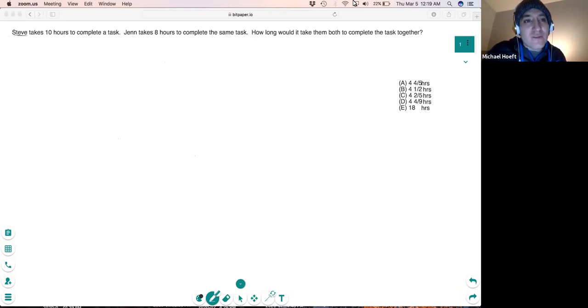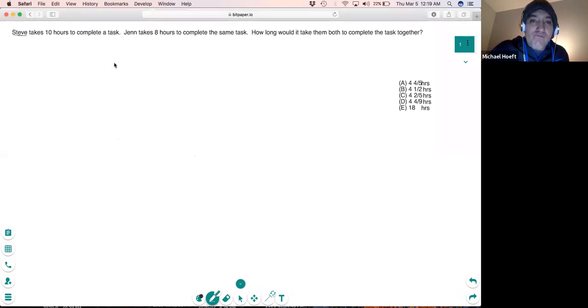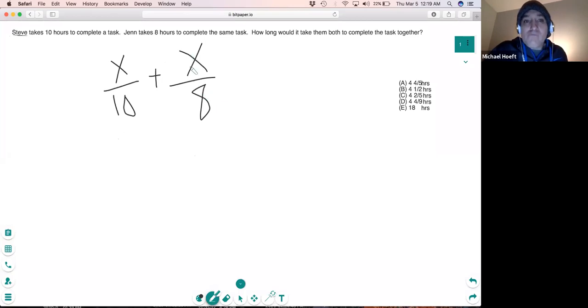So let's check this out. Steve takes 10 hours to complete the task. Let's create a variable. Let's say X is the number of hours it took them both to complete the task. Steve taking 10 hours can be represented by X over 10. Now we're going to add, because we're adding Jen's labor and Steve's labor together. How do we represent her 8 hours to complete the same task? X over 8.